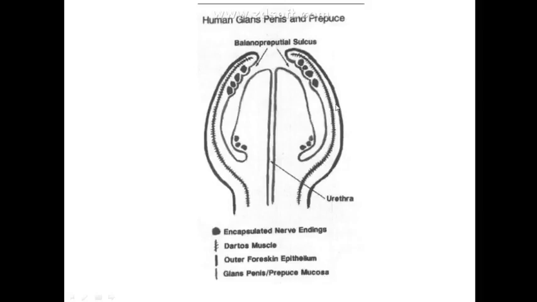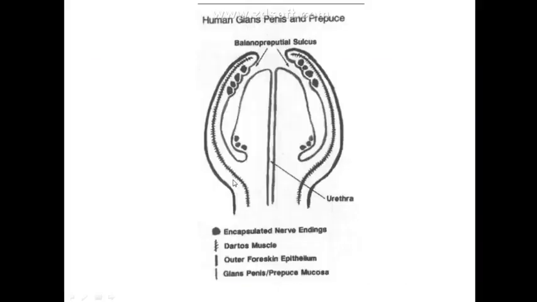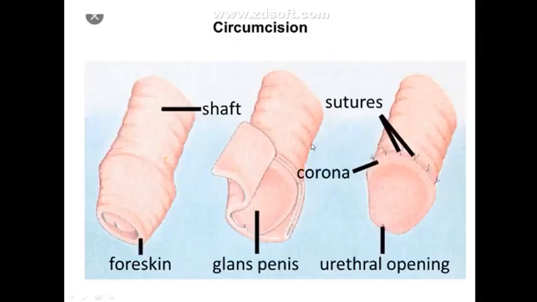This fold is called the prepuce or foreskin, and I think that everybody knows that a surgical operation is done in our society to excise this foreskin or prepuce, in order to have a surgical circumcision. This is the operation of circumcision. The surgeon usually cuts around there and sutures the skin, as you can see here.